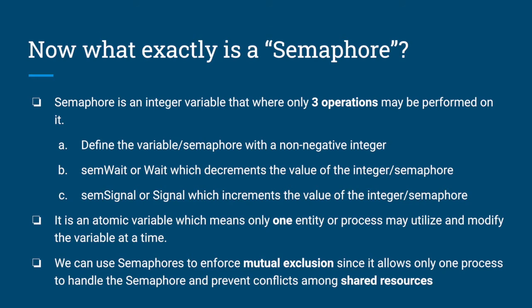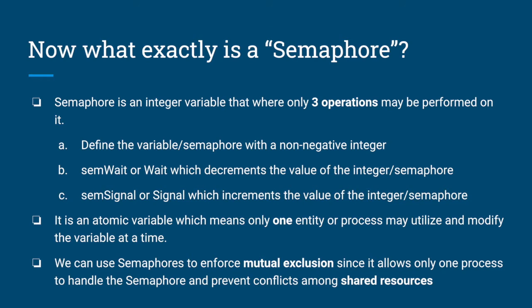So it is a very significant technique to manage concurrent processes by using a simple integer value, which is known as a semaphore. This variable is used to solve the critical section problem and achieve process synchronization in the multiprocessing environment. It is an integer variable where only three operations may be performed on it. We could define the semaphore with a non-negative integer. We could call semWait or wait, which decrements the value of the semaphore, and signal, which increments the value of the semaphore.